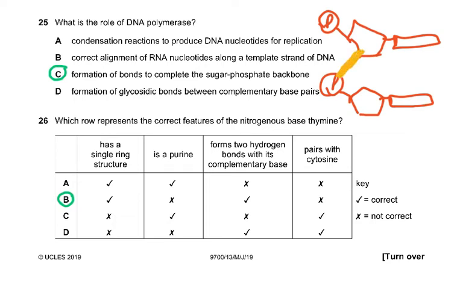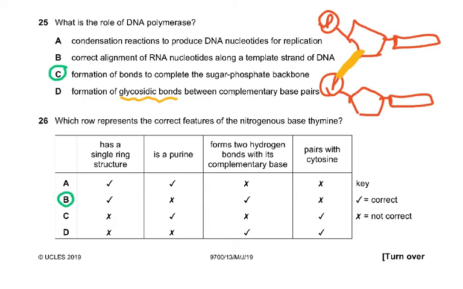It forms the phosphodiester bond. And formation of glycosidic bonds, well, glycosidic bonds are not found in DNA, they're found in carbohydrates. But somebody might just do, okay, A, B, C, D, let's do eeny, meeny, miny, mo. But if you're going to do that, I'm sorry, you're not going to get many marks in your MCQ paper.